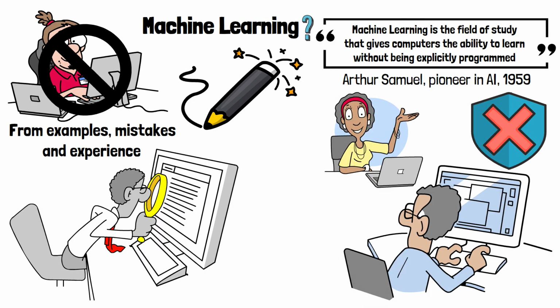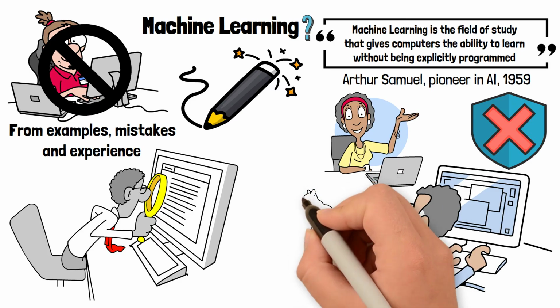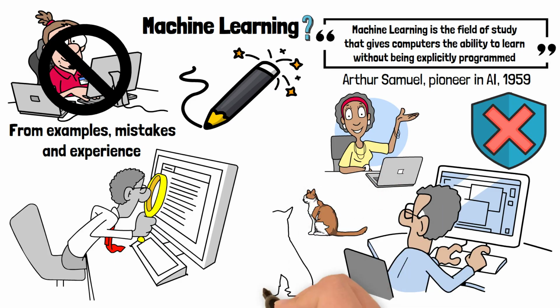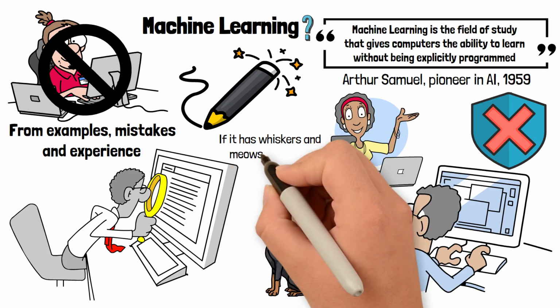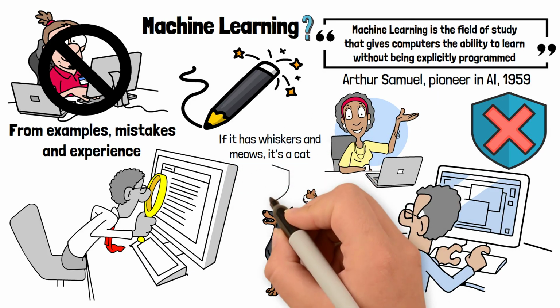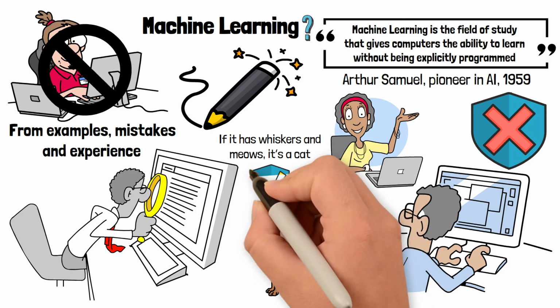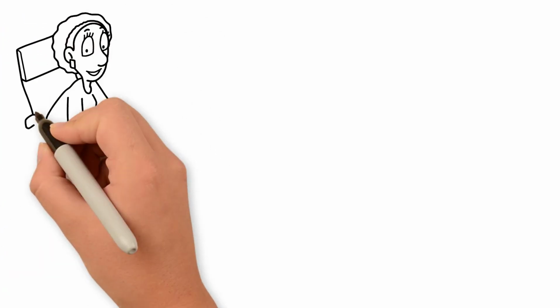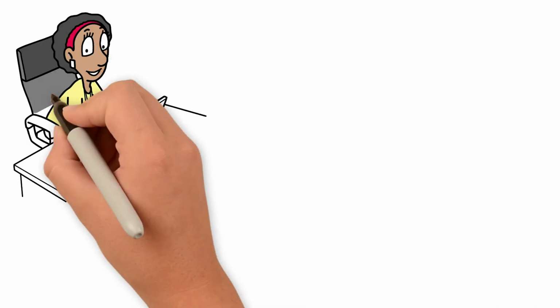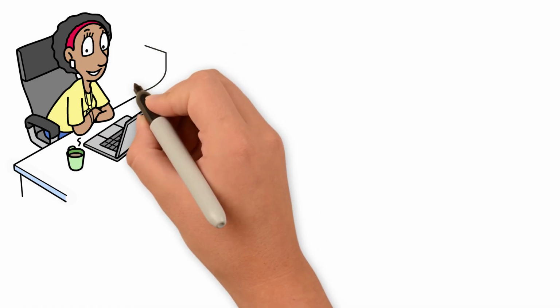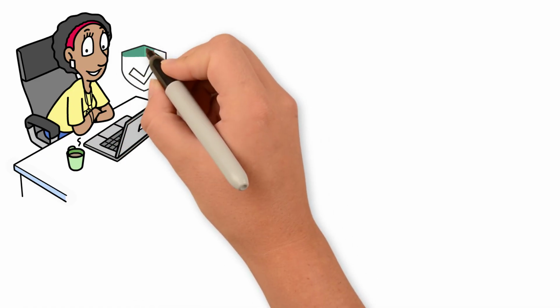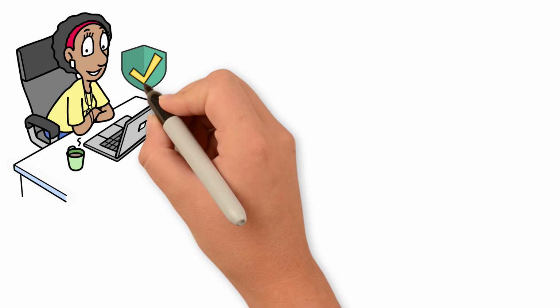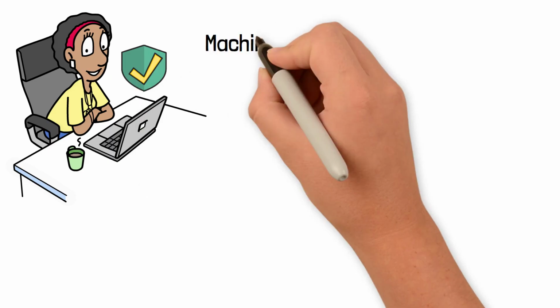Simple example. Let's say you want a computer to tell if a picture is of a cat or a dog. You don't tell it, if it has whiskers and meows, it's a cat. Instead, you give it thousands of pictures of cats and dogs and tell it which is which. Over time, the computer learns to tell the difference, just like your brain does. So next time when you show it a new picture, it can guess correctly, even if it has never seen that photo before. That's machine learning in action.